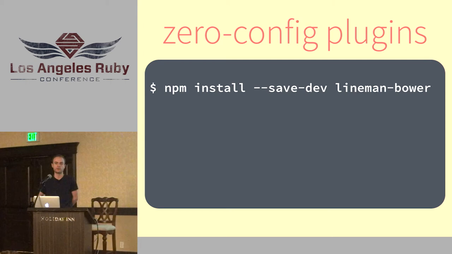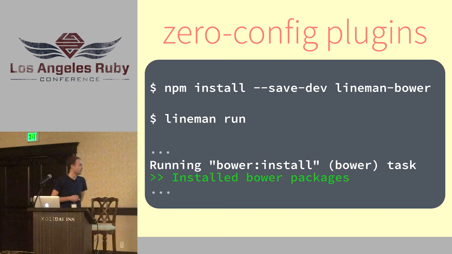So if you want to use Bower for your third-party vendor dependency management, you just run this once, then you say lineman run, and it's built in already. It's running as part of the task at the right part in your build, and you don't have to do anything at all. You have your Bower JSON file, and you can just specify whatever you want.